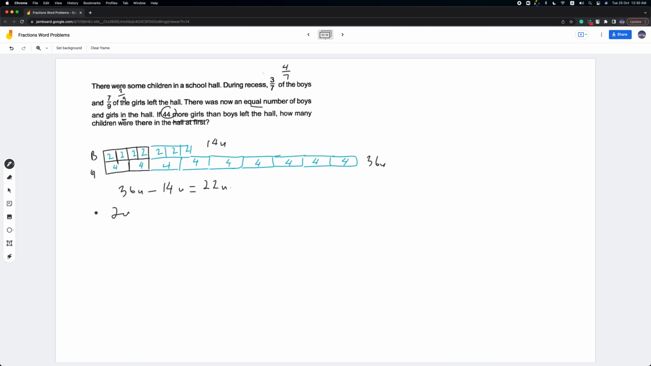So the 22 units is 44. So 1 unit is 44 divided by 22, which gives us 2. Okay, 44 divided by 22 gives us 2. What do we do next now? How many children were there? So we just need to find the total, which is 36 plus 14. So I'll just write down the step here. Okay, 36 units plus 14 units give us 50. So 50 times 2, because we want 50 units, that's 100.